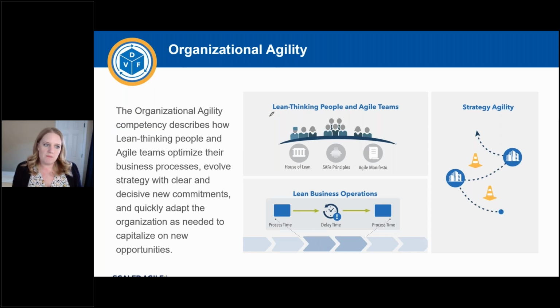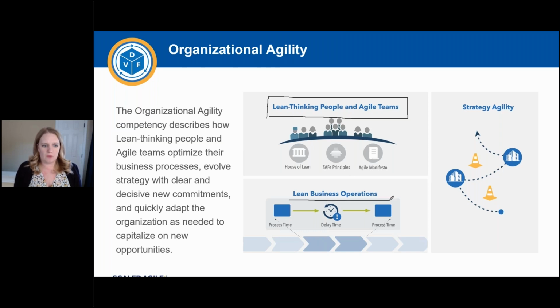So lean thinking, people, and agile teams is going to be one of the foundational pieces to achieving organizational agility. So we first need to establish that team agility. That is a building block to achieve organizational agility. So it's not one versus the other. They coexist together to achieve business agility. So we'll look at how we need our people to be thinking and how we need our teams to be working together in order to achieve this.